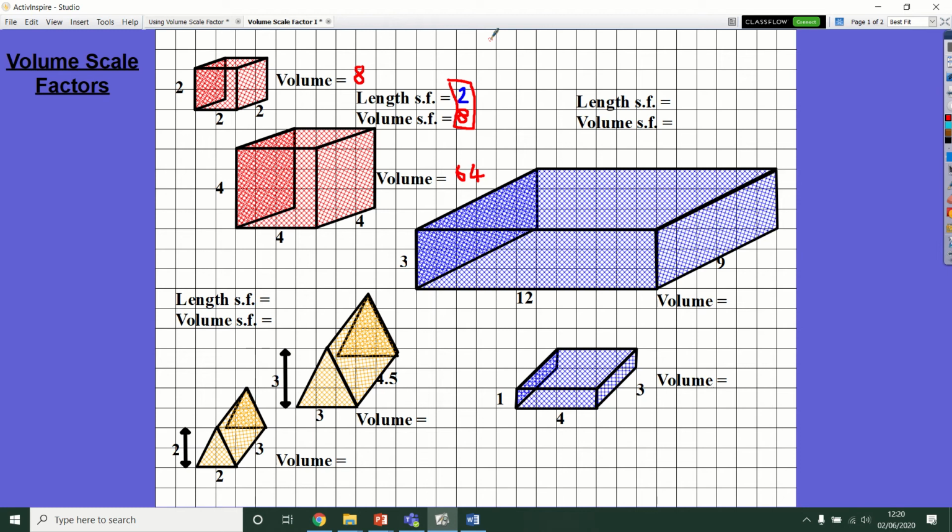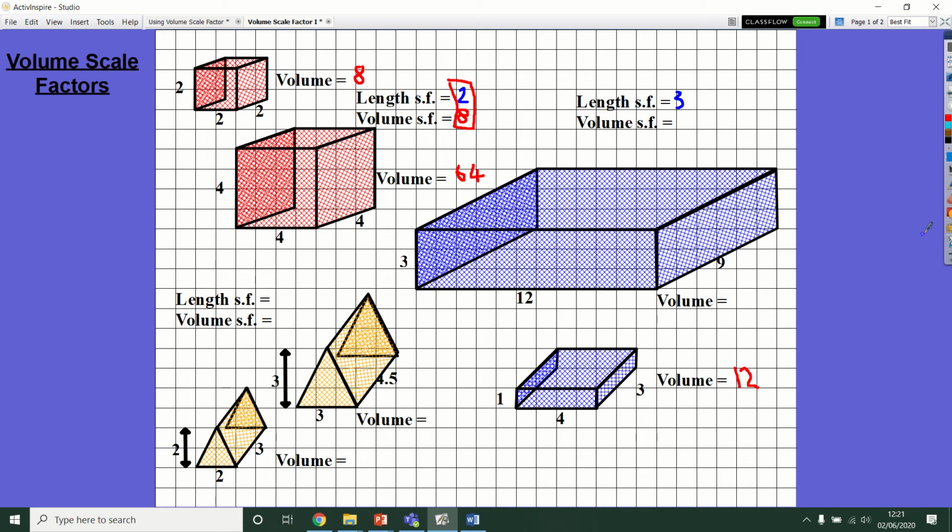Okay, so let's carry on with the rest of the answers. Let's do the cuboid next. Starting with the small one, the small volume is 1 times 4 times 3, and that's 12. Okay, now the lengths have gone from 1, 4, and 3 to 3, 12, and 9. You'll notice that the length scale factor then is 3, because they're all 3 times as big. So I'll put that at the top.